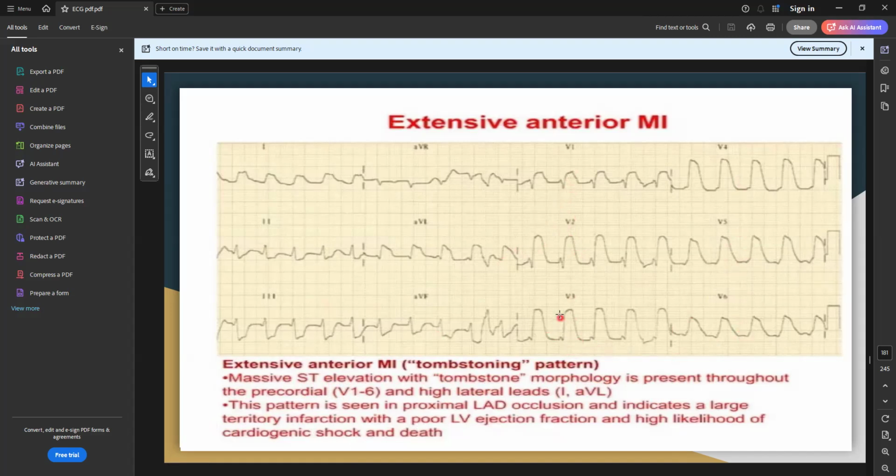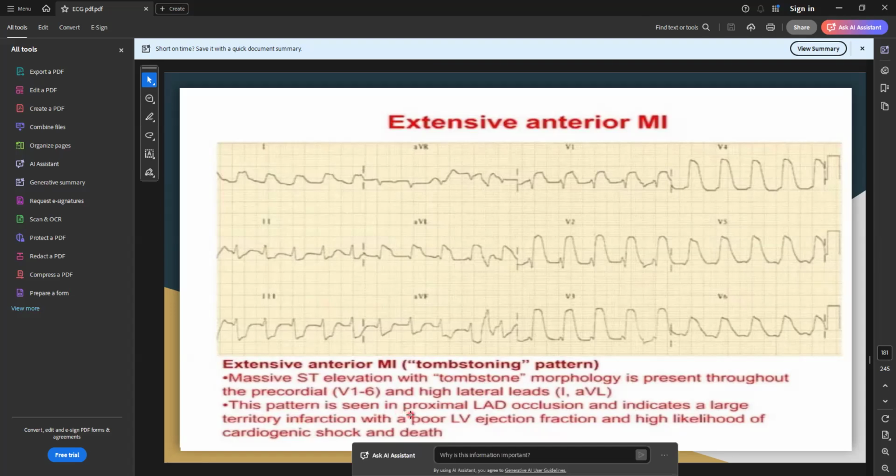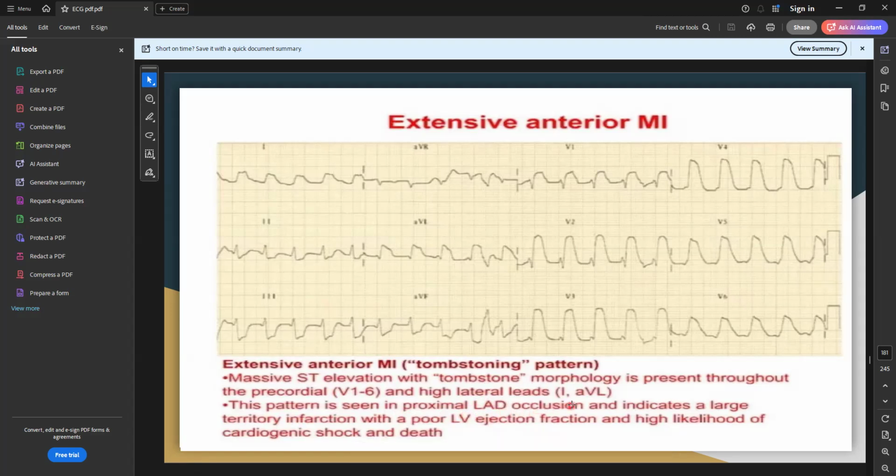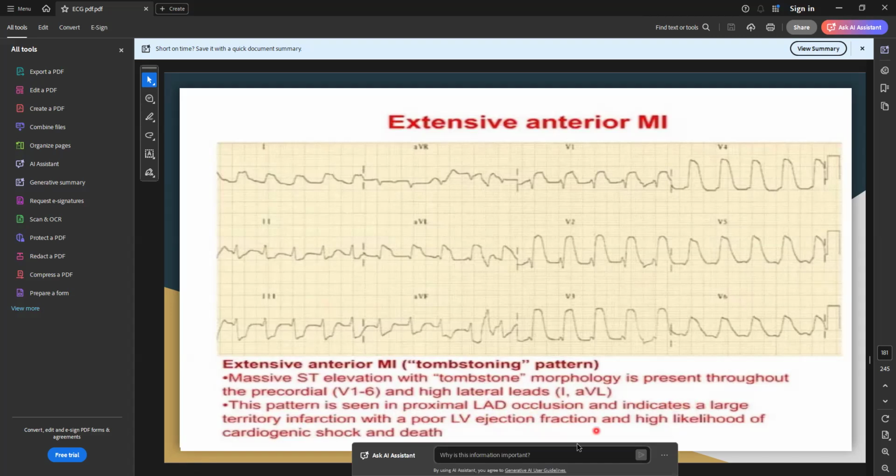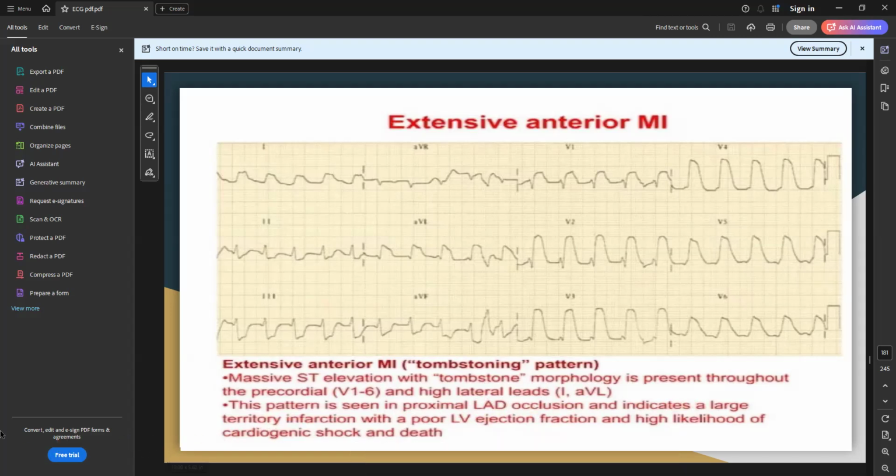You can see how these are there. This is the QRS complex. This is the R. This is known as the tombstone appearance in the extensive anterior wall STEMI. This pattern is seen as a result of proximal LAD, that is left anterior descending artery, occlusion, and indicates a large territory infarction.